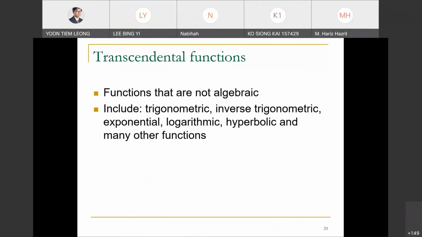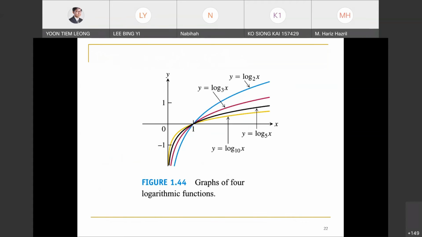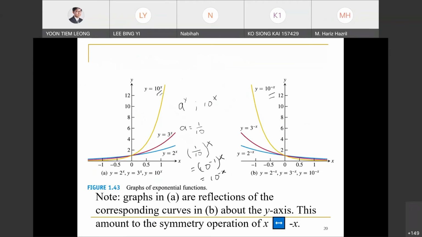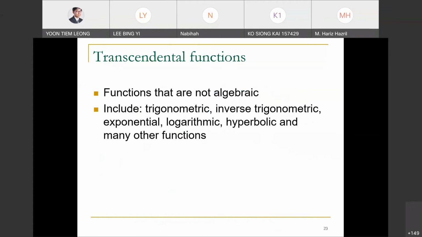Then you also have another group of functions, which are called transcendental functions. Transcendental functions are functions which are not algebraic. I think that is what is meant by transcendental function. In this sense, logarithmic functions, exponential functions and trigonometric functions are what we call transcendental functions. We have a single big chapter that deals exclusively with transcendental functions.